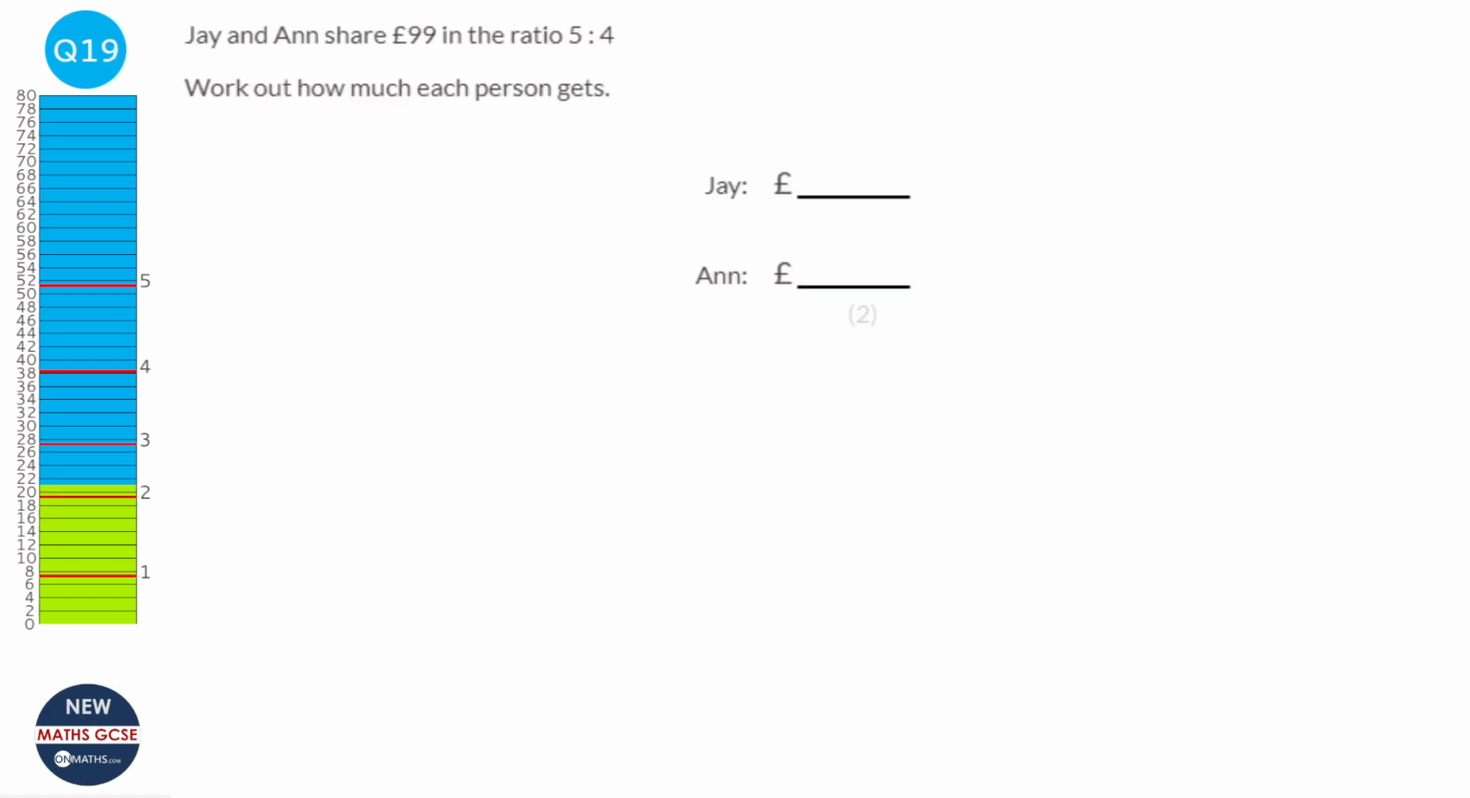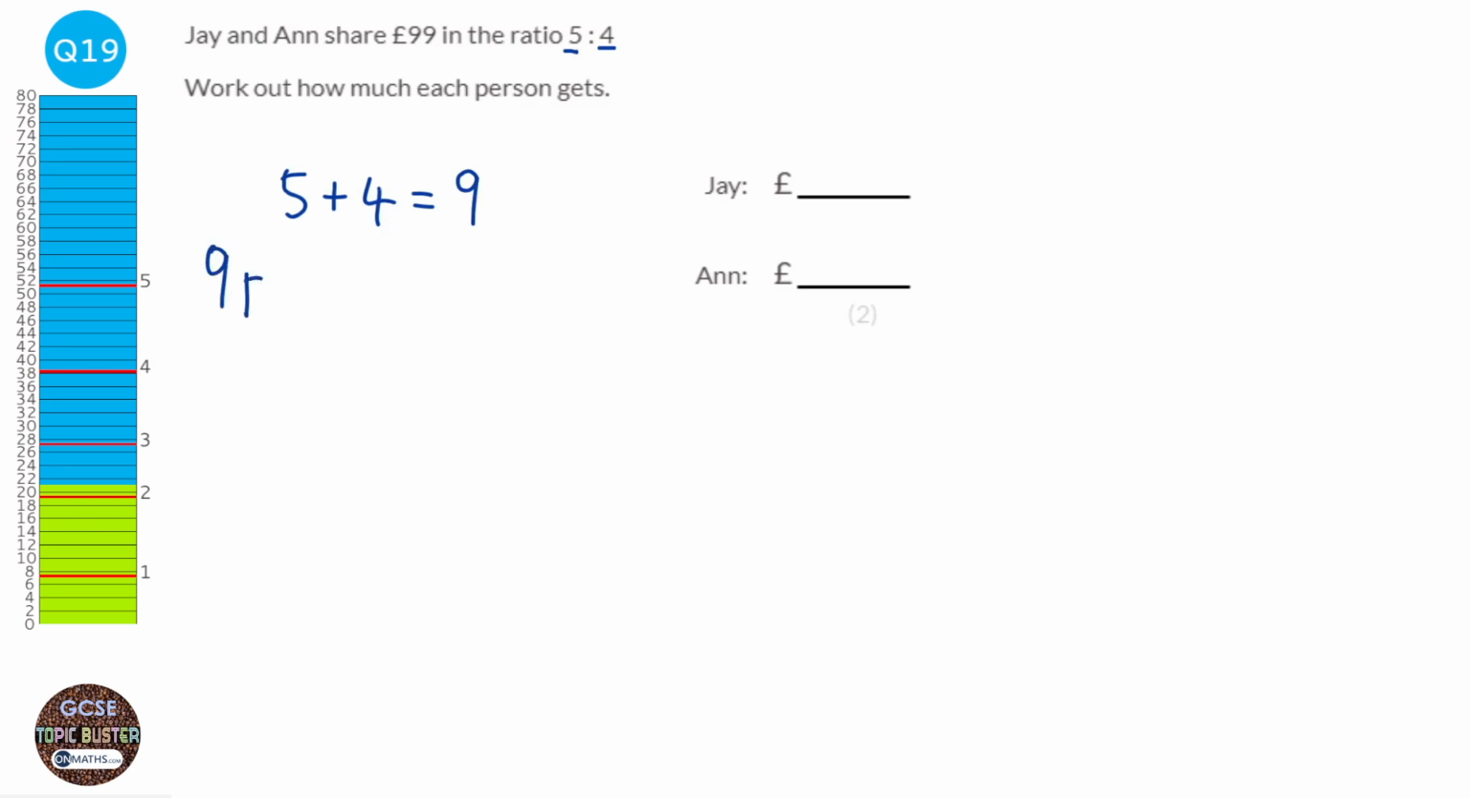So I think about ratios as piles of money sometimes, and here we've got J getting 5 piles of money and Anne getting 4 piles of money, and each pile is going to be equal. So we've got to first of all work out how many piles of money there are. So we just add the 5 and the 4, so there's 9 piles of money.